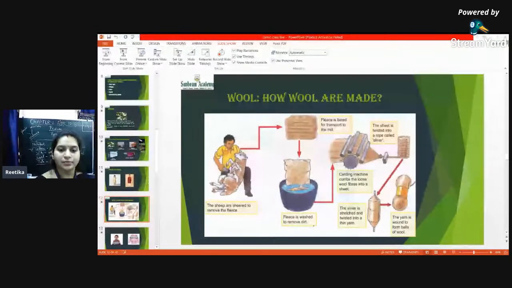Tejal, when fibers are converted into yarn, see, we cannot wear a cloth of just fiber. Yes, fiber is a very thin thread. Can we wear a cloth of the thinnest thread? No. So to prepare a cloth, first we have to convert the fiber into yarn and then yarn into a fabric. Okay.